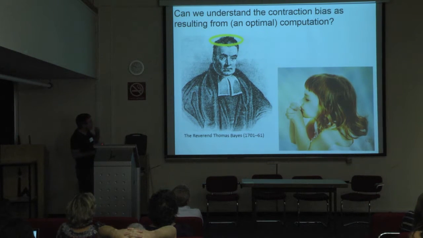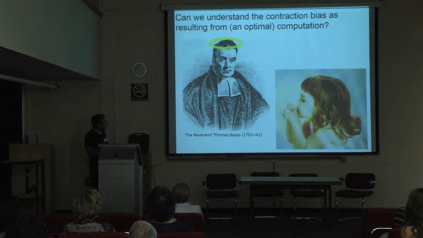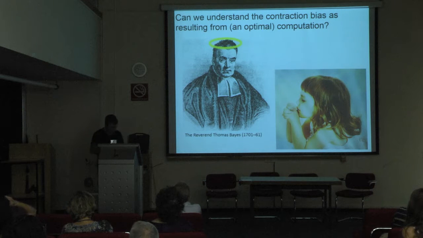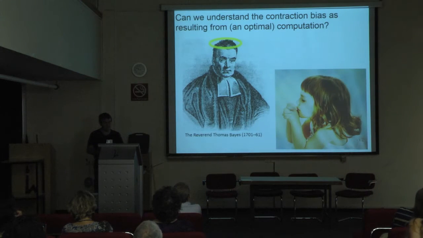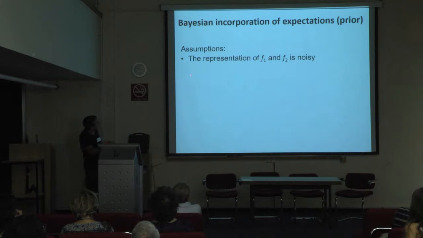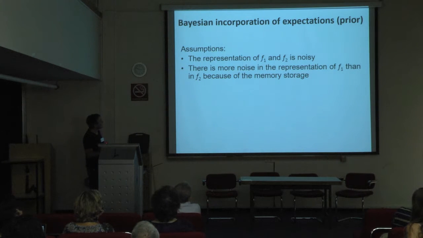One thing that we like to do when constructing computational models of behavior is to try to understand behavior as resulting from optimality principles or first principles that explain why this behavior is the optimal behavior. I'll try to convince you that this bias can, to some extent, be understood in this framework. So I'm going to make the following assumptions. The first assumption is that the two tones are represented in the brain, but in a noisy way. There is noise associated with the representation of the frequencies of the two tones. The second assumption is that there is more noise in the representation of the first tone than in the representation of the second tone.